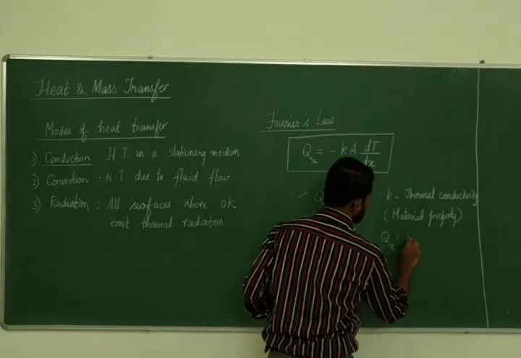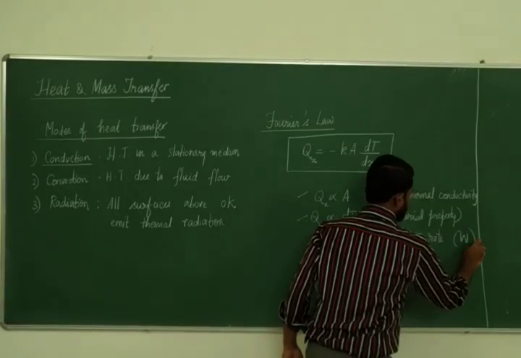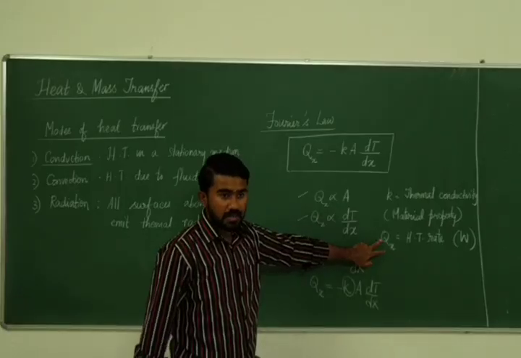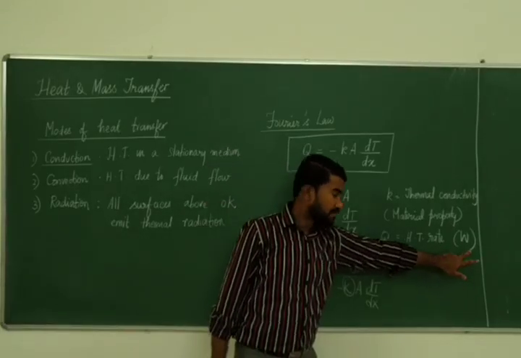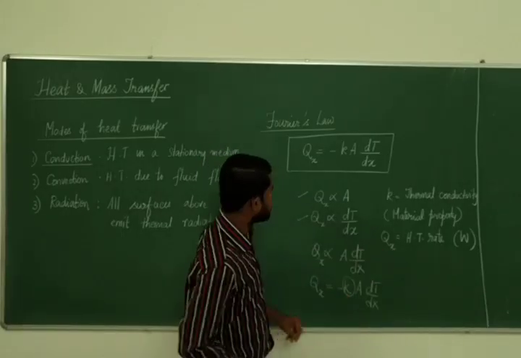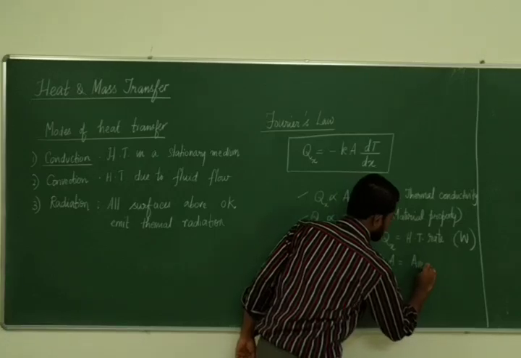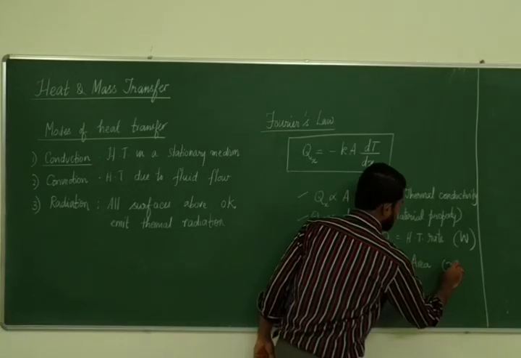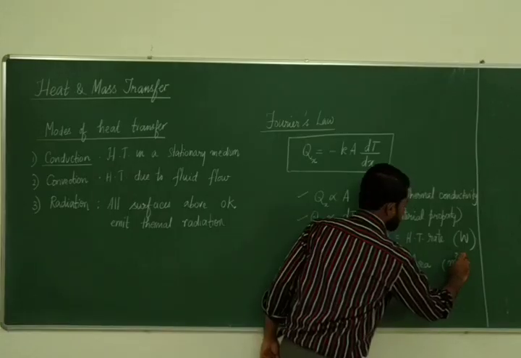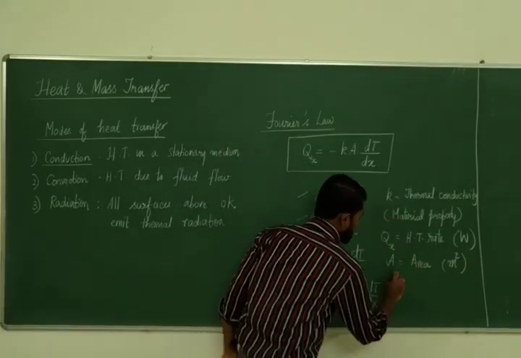Qx is the heat transfer rate in watt. Always the capital letter Q will denote the heat transfer rate in watt. x denotes the direction. It is the heat transfer in the x direction. Now A is the area perpendicular to the x direction. Now you know the SI unit of area is meter square. And dT by dx is the temperature gradient.